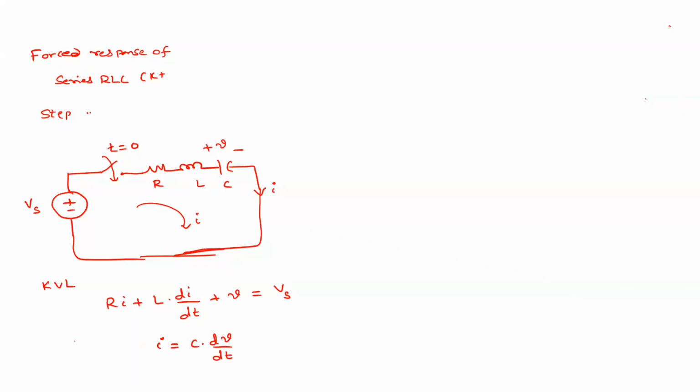This is a series connection, so the current is common to all. Therefore I equals C into dV by dt. Substitute here: R into C dV by dt plus, what is the next term? LC into d square V by dt square, plus V equal to Vs.